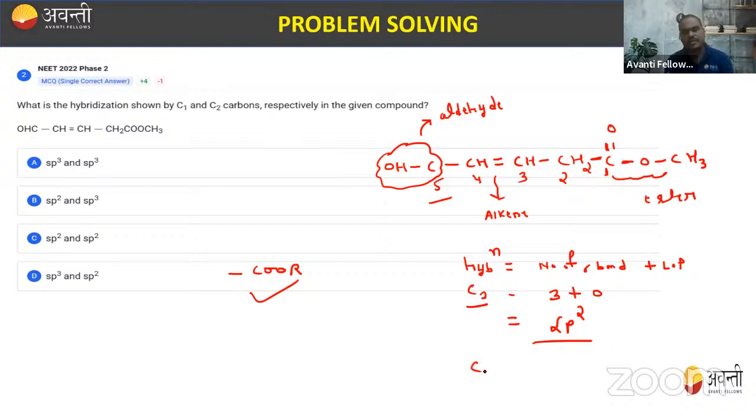C1. Now let's calculate for the second one, that is C2. So in C2, we have number of sigma bonds equal to 2, with two other carbons.